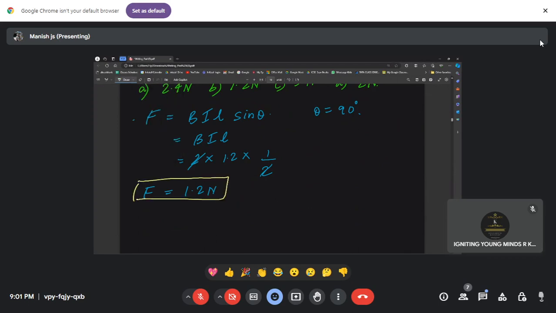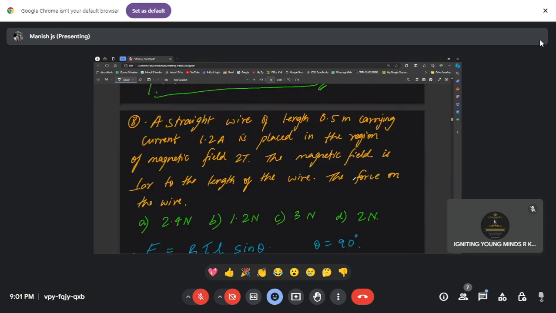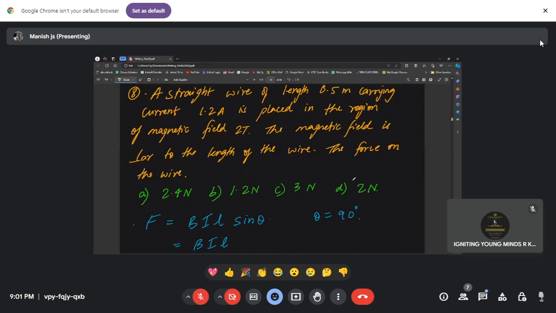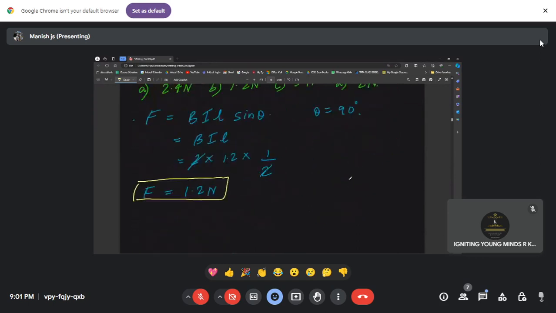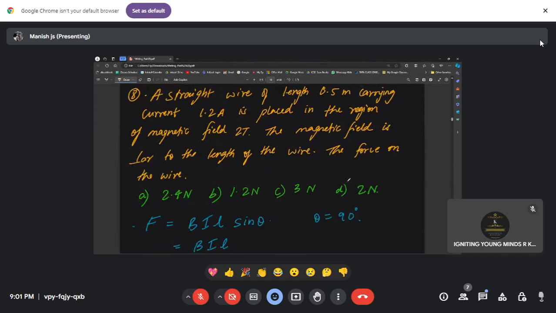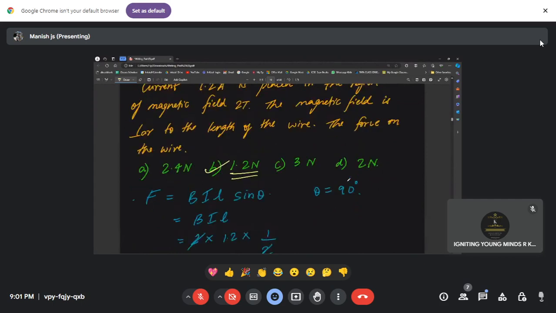That's how you approach. Again, the condition for theta, as per the question, they're saying it's perpendicular. So theta is 90. You substitute, we got BIL. Then we substituted the values of magnetic field, current, and length. We multiplied and simplified it. We got the answer of force is 1.2 newtons. So the answer is option B. I hope it's clear, children. That's how you approach this question.